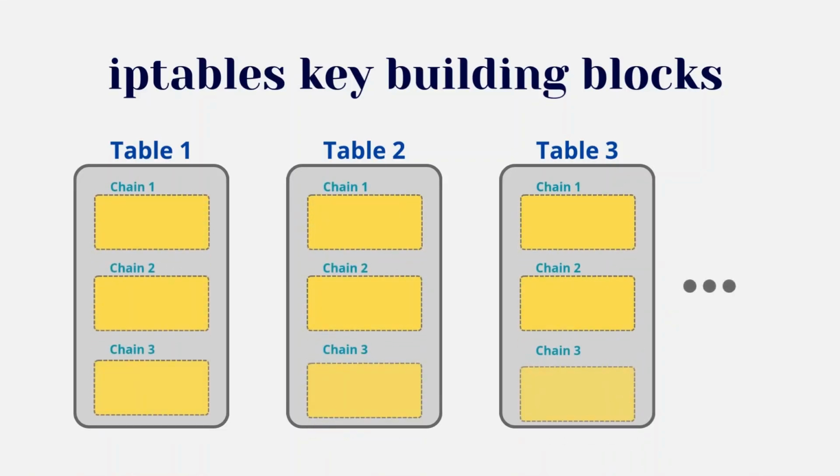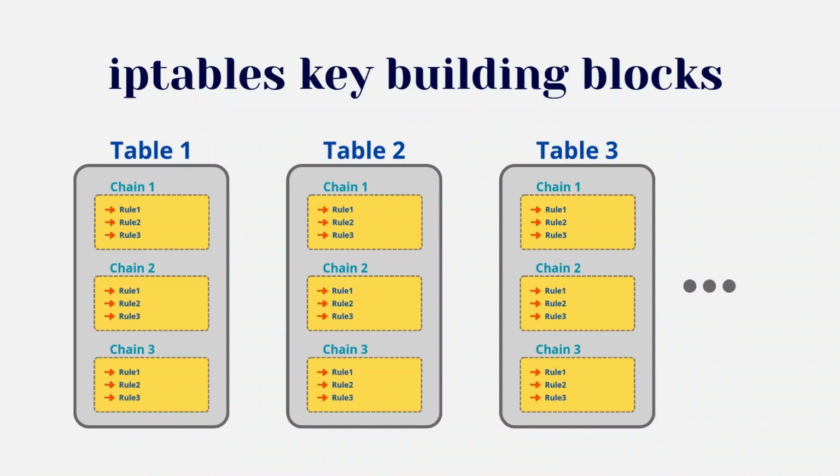Now, inside each table, we have something called chains. Chains are basically a list of rules. When a packet comes into your system, it passes through these chains, and each rule inside gets a chance to inspect it and decide what to do. You can think of chains like checkpoints at an airport.